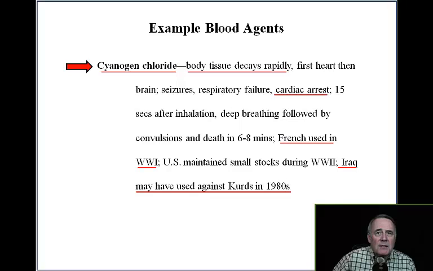It affects first the heart, then the brain, causing seizures, respiratory failure, and cardiac arrest. Fifteen seconds after inhalation, deep breathing is followed by convulsions and death in 6 to 8 minutes. The French used this in World War I. The U.S. maintained small stocks during World War II. Iraq may have used it against the Kurds in 1980.